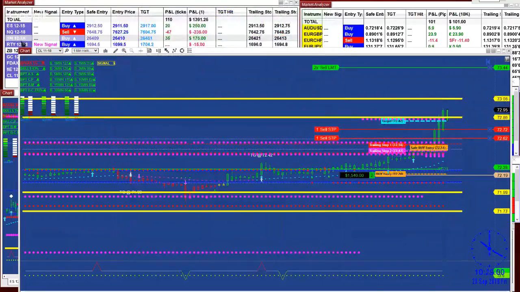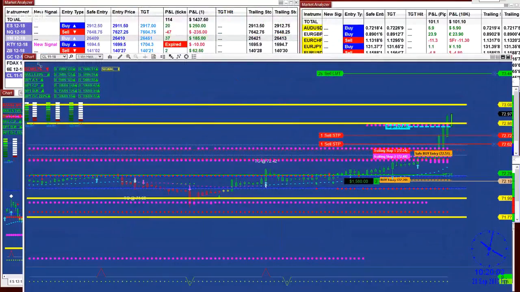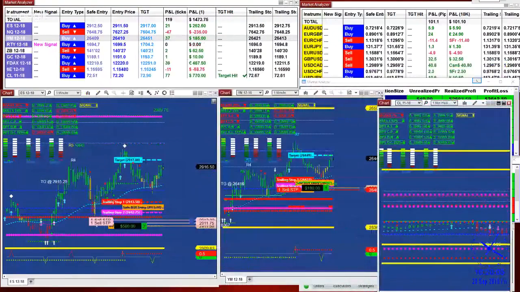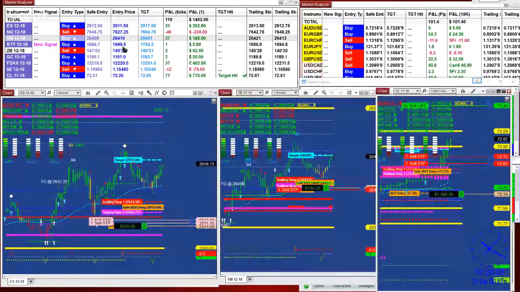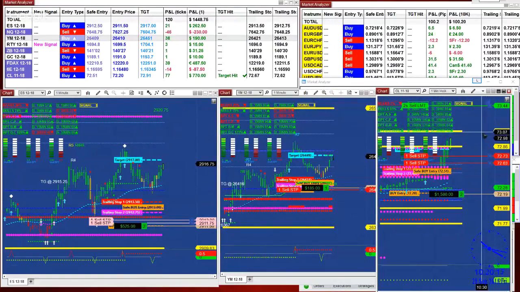Okay, guys, we have a new signal on the Russell. We have a new signal on the Russell. Entry price 99.5. Target 7042. Oh, the ES also went up. Okay.